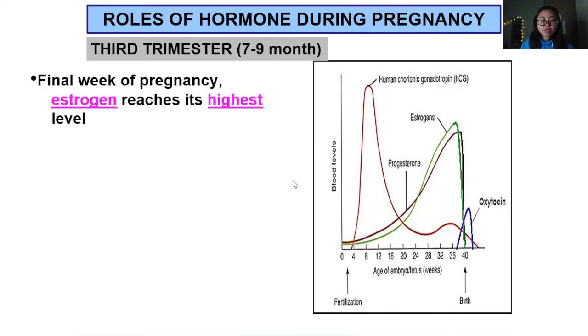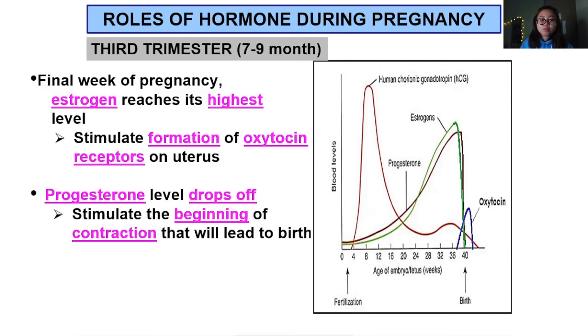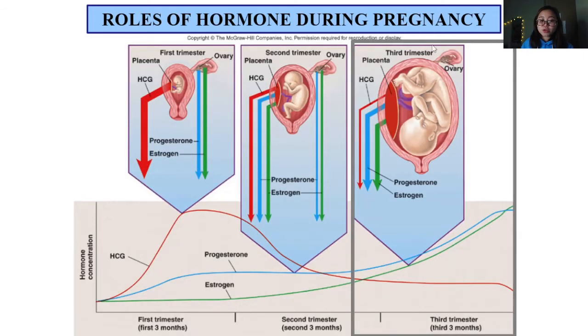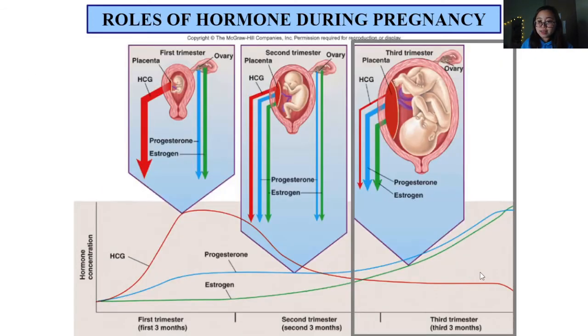In the final weeks of pregnancy, estrogen will reach its highest level, and it will stimulate the formation of oxytocin receptors on the uterus. Progesterone levels will drop off and stimulate the beginning of contraction that will lead to birth. So that is what is going to be happening here. As you can see, at the very end, estrogen will reach its peak, and this will kick off the process for birth. I would like to point out that this diagram is a bit more confusing because the timeline is different compared to this diagram.